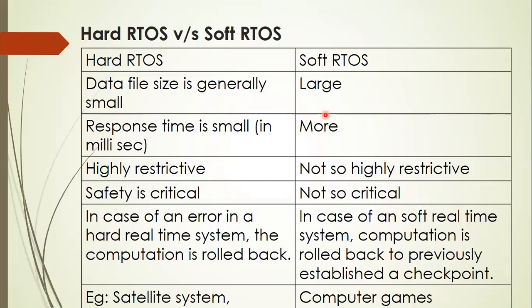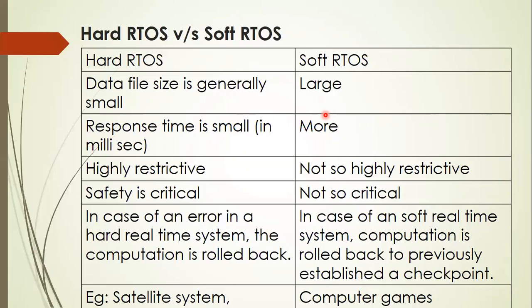When you're playing a computer game, safety is not so important for us. There our intention is to reach the destination or reach the target. In case of an error in a hard real-time operating system, the whole computation has to be rolled back. So you have to start from the beginning. You might have seen in the newspaper that many satellites fail. In that case, they can't start from the point where the failure occurred. They have to start the whole process from the beginning.